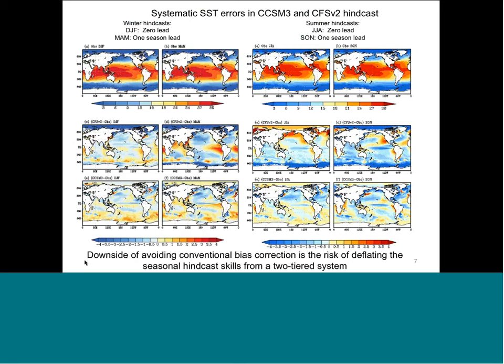On the left panel, you will see the CFS-V2 systematic errors of SST. There's a cold bias in DJF in the equatorial Pacific, and in MAM, which is one season lead, you have a warm bias in the eastern equatorial Pacific. And in the CCSM3, the cold bias persists in both seasons, DJF and MAM, for the winter starts. And if you move to the summer starts, you see the cold bias persistent in both seasons. So the systematic errors in both these models are pretty large, and if you are trying to use these SST forecasts, I think it becomes pertinent to get rid of this systematic error.